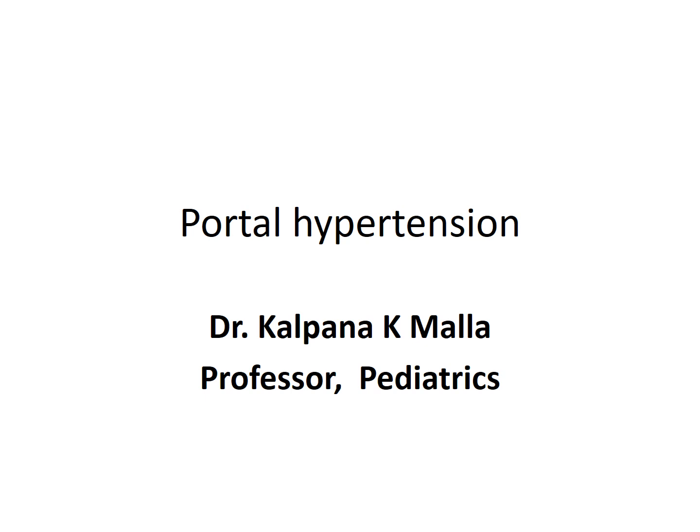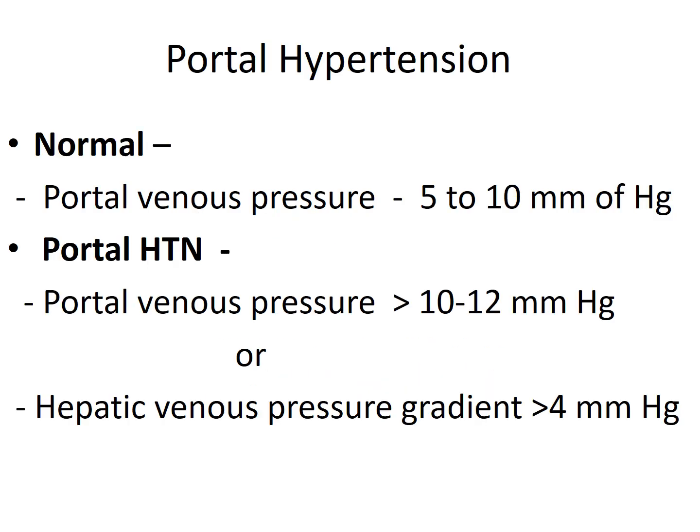Hello, today we are discussing the clinical features of portal hypertension in children. Portal hypertension means when portal venous pressure is above 10 to 12 millimeter of mercury. The normal portal venous pressure is 5 to 10 millimeter of mercury.